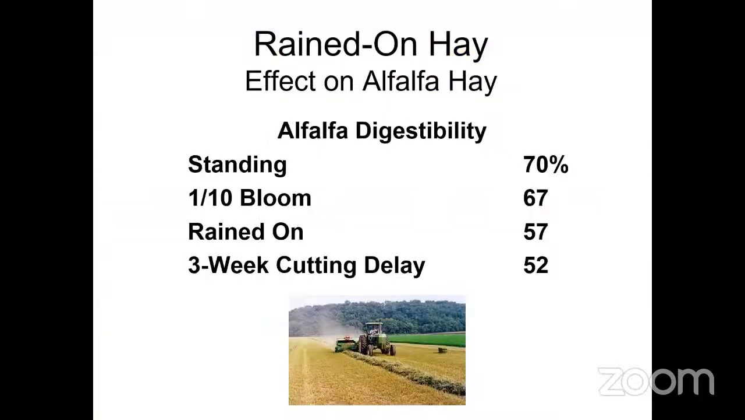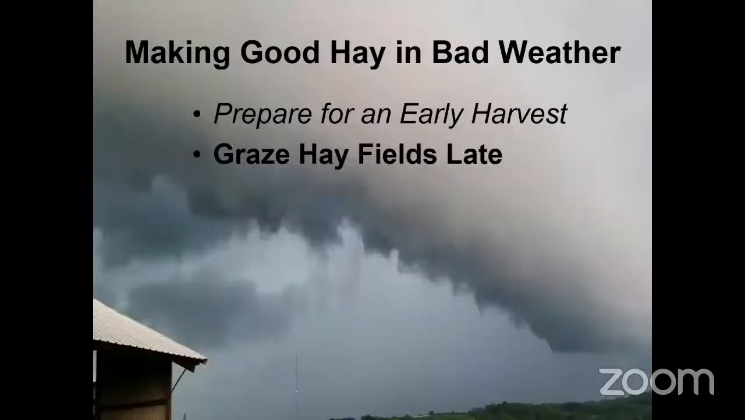Now on alfalfa, this is another study that was looking specifically at standing alfalfa digestibility at 70%, at 1/10 bloom when it's time to harvest at 67%. So still pretty good, great feed. If it was rained on, it had dropped 10 points. But if it took them 3 weeks and they didn't want to take any chances and they were delayed 3 weeks, that TDN digestibility actually dropped down to 52. So, sometimes it's worth taking those risks. Have to use some good common sense and really keep an eye on the forecast, but sometimes it can be done.